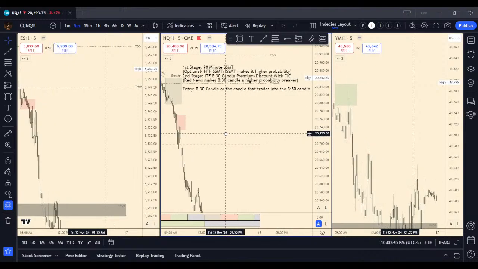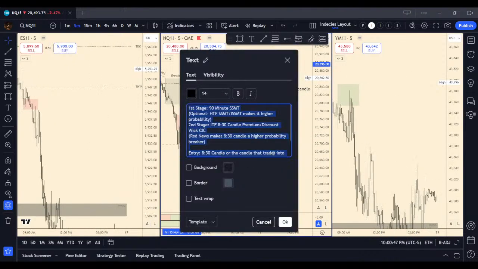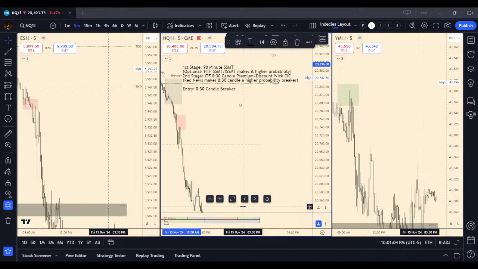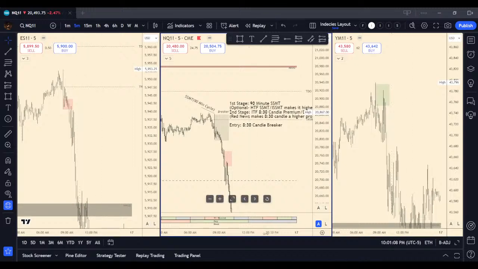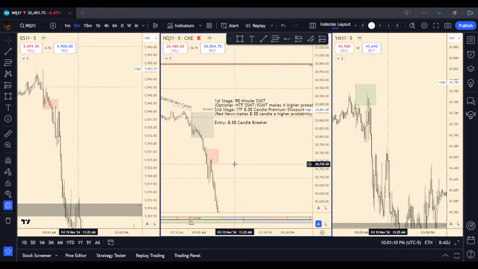It's kind of too much. I'll just put 830 candle. Do it like this, 830 candle breaker. I like that. And essentially what you're doing is you're treating the 830 candle as a breaker so that you'll take orders off of it.